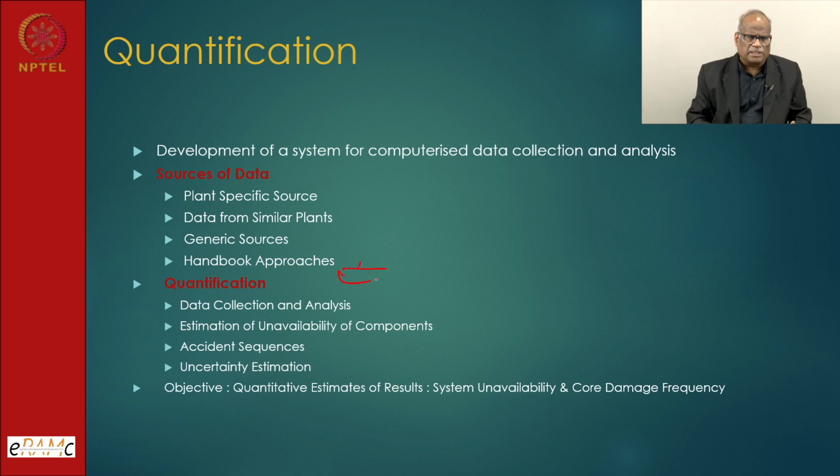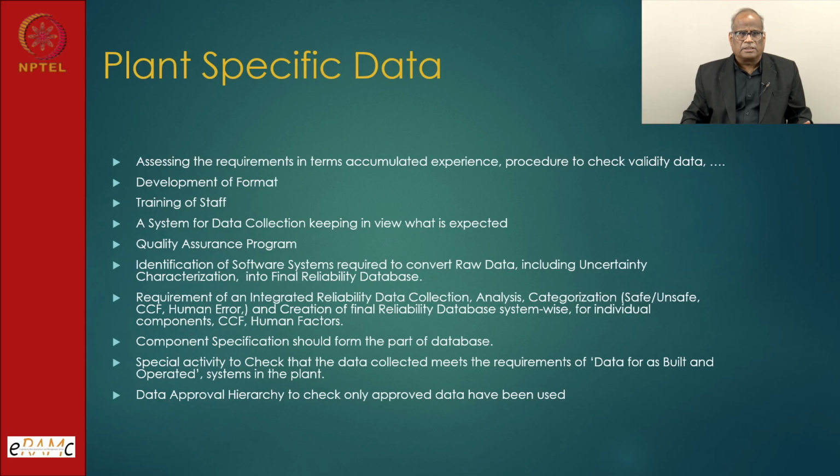and sometimes for mechanical components also, but popularly MIL 217 Plus or 217F, they are used, and quantification. So, how do we do plant specific data? Data collection and analysis is an important part of it. Estimation of unavailability of component. We'll see the formula for how we do that. Accident sequence analysis and uncertainty quantification. These are the 4 steps that are there for quantification. How are these 4 steps coming?